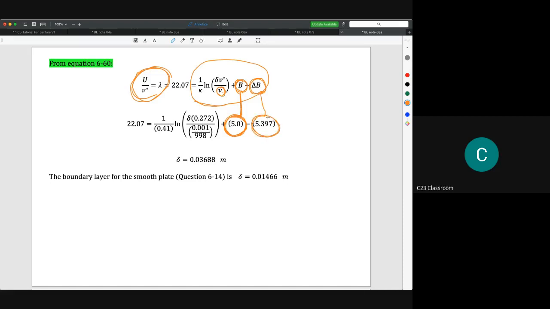And then if we calculate, the only unknown parameter is the value of delta, and the value of delta can be calculated as 0.03688 meters. So the boundary layer for the smooth plate for question 6.14 is 0.1466, but if the plate is rough, the delta is increased, it becomes thicker, so it becomes 0.03 meters.